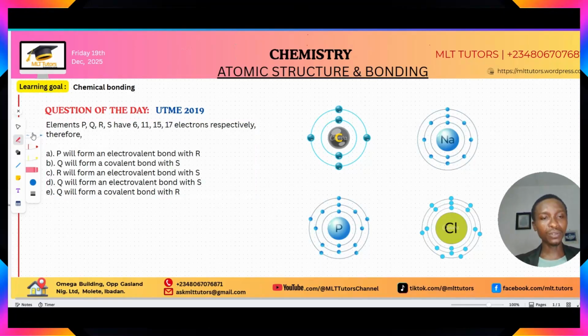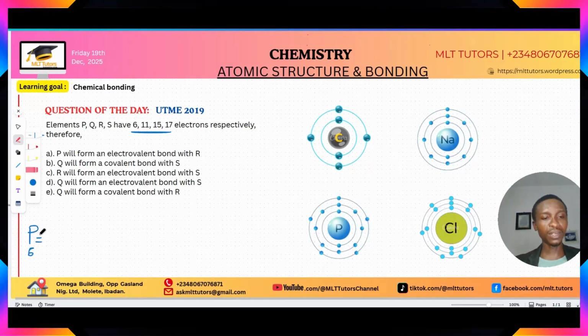In order to simplify this problem, we need to identify what P, Q, R, and S are respectively. And to do that, we've been given a clue in the question that P, Q, R, and S have electrons 6, 11, 15, and 17 respectively. So let's start from the first one, which is P. The number of electrons that P has is actually 6.